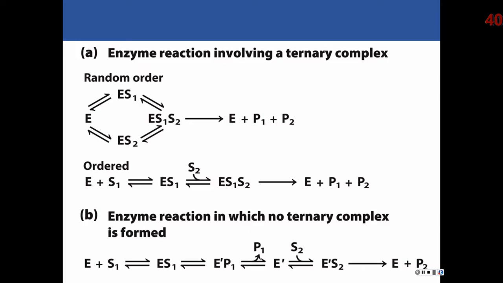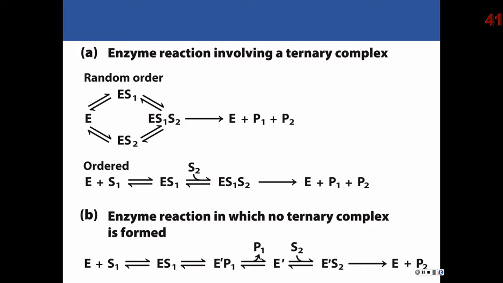So if we want to look at our E and S diagrams again, this is what that looks like. Here's our complex. Here's the random order, meaning it doesn't matter which binds first and which binds second. It can be random. So you have your enzyme, enzyme substrate 1, enzyme substrate 1, 2, and enzyme substrate 2. That's a random order because you can see that things go back and forth. Here's very ordered. Enzyme binds substrate 1, produces this intermediate, then it binds substrate 2, produces this intermediate, and then it changes to the product.